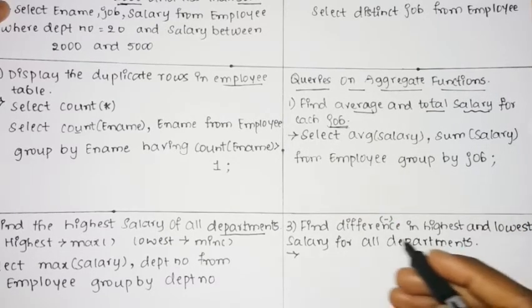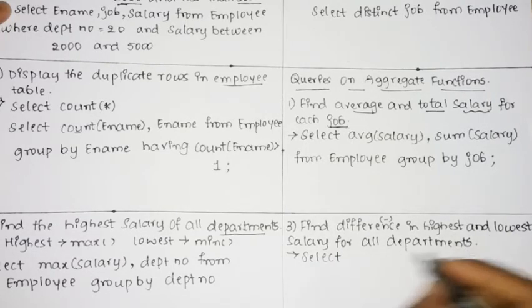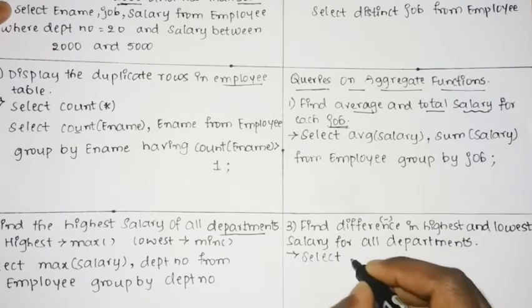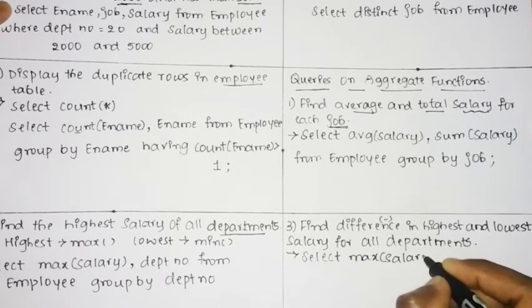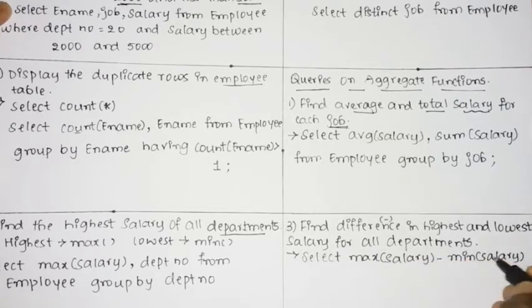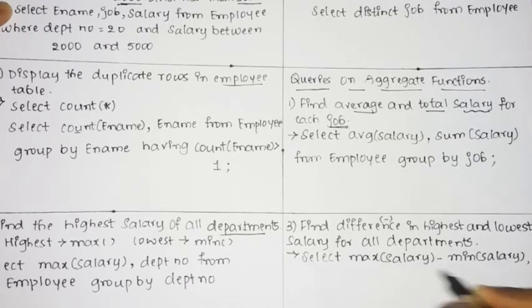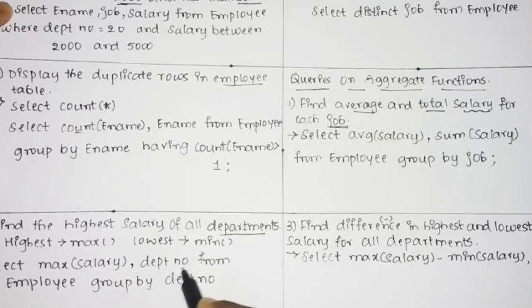So first you need to use a select clause. Then after that what you need to find is the difference between highest and lowest. So select max of salary, comma, min of salary. Here it is going to find the difference between the maximum salary as well as the minimum salary for all the departments, like you did here. Like the remaining is department number from the employee, group by department number.